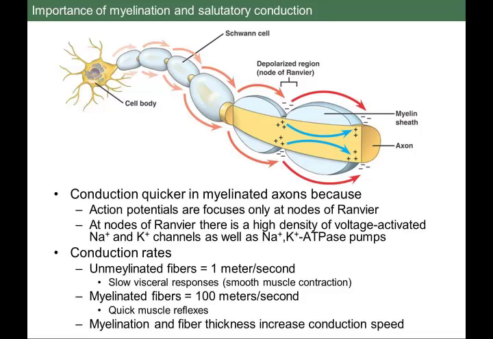And just to give you some numbers, you can see the importance of having saltatory conduction and having all the machinery invested at high density at these nodes of Ranvier, and the insulating properties. An unmyelinated fiber can only conduct at about 1 meter per second. We see this in slow visceral responses of the smooth muscle system, and myelinated fibers are 100 times faster. So you can really see just how important this myelination is.